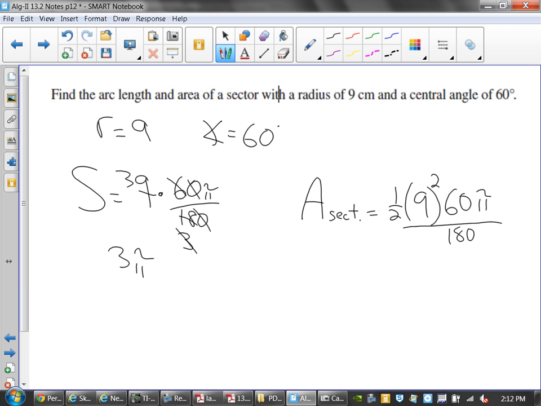Half of 60 is 30, times 81 over 180, gives 27 pi over 2. Again, do you need to take half of 81? The commutative property of multiplication tells me I can multiply them in any order that I want. So I took half of 60 to make my life easier.